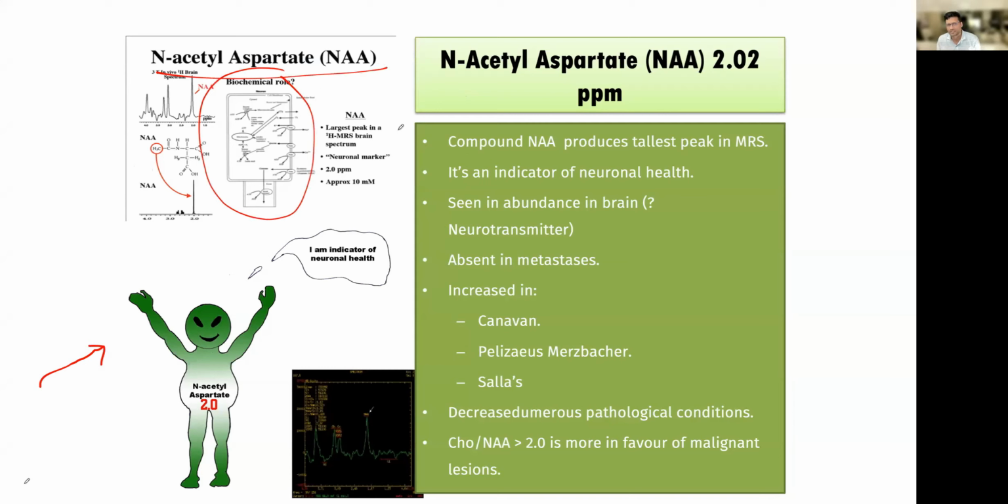And this is the largest peak in the brain, and it's a neuronal marker. It happens at around 2 ppm. And this is 2.0. This is how you have to remember. This is a neuronal healthy indicator. And definitely this 2.0 is very important. You have to know where exactly the peak occurs. That is one thing which residents fail to do, the peak location.